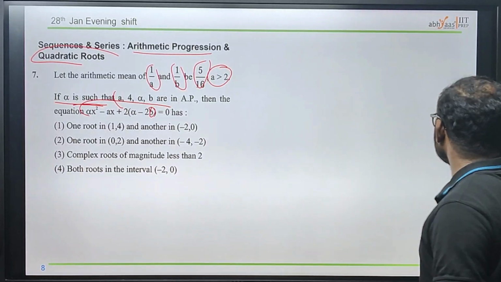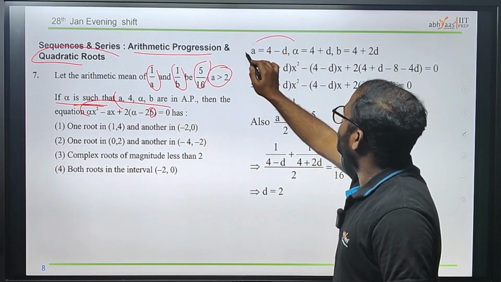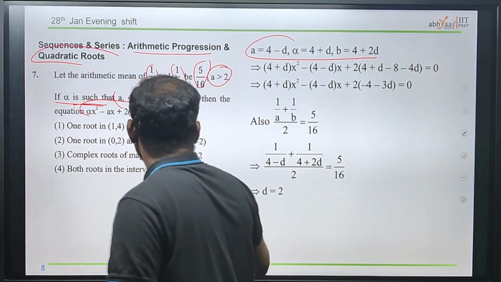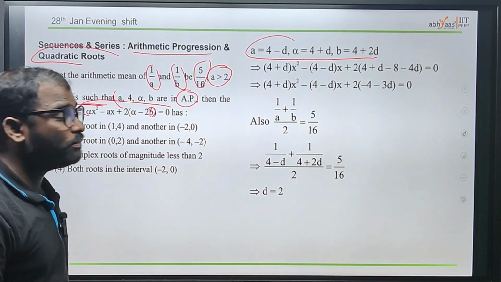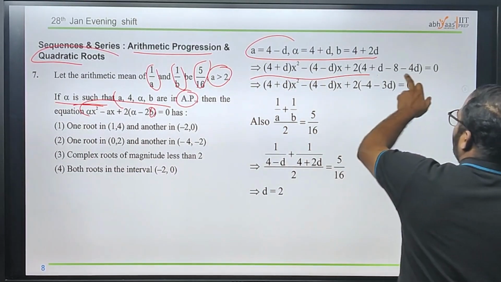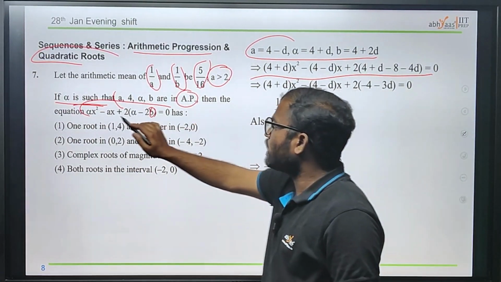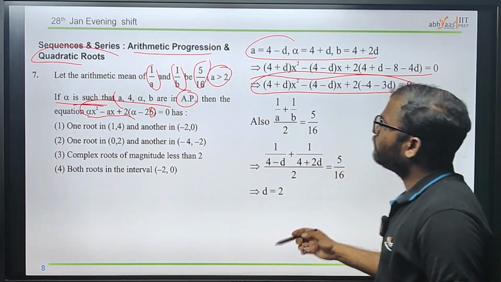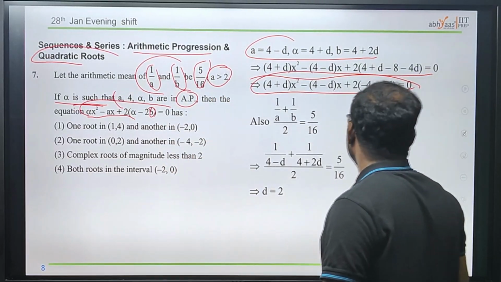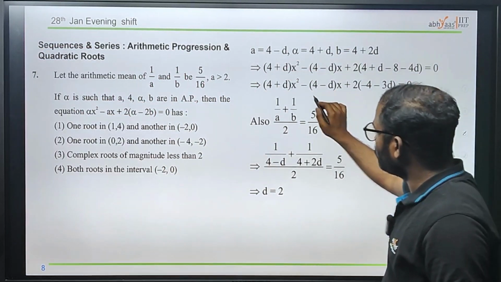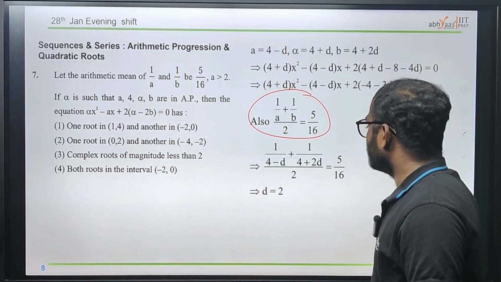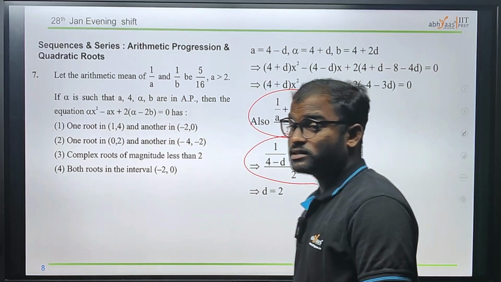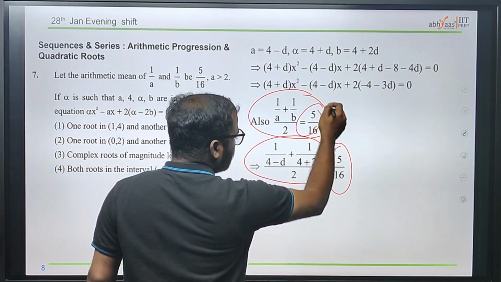Using the AP, take a equal to 4 minus d, alpha equal to 4 plus d, and b equal to 4 plus 2d, since they already said these are in AP. Now substituting those values, we can easily convert this into a quadratic type. We can also use the arithmetic mean, substituting those values to get 5 by 16, which already came from here.